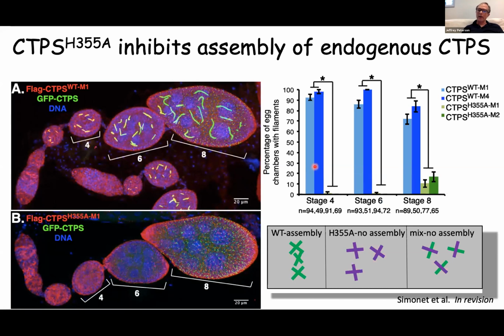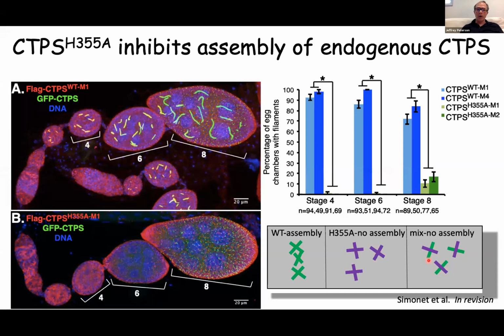And again, that's quantified over here for both independent transgenes, showing the pronounced dominant negative effect of the mutant protein to suppress the assembly of the endogenous protein. And that makes sense if we imagine that wild type and mutant co-assemble within tetramers, and consequently the mutant blocks the intertetramer associations that are mediated by H355, blocking the assembly also of the endogenous protein.